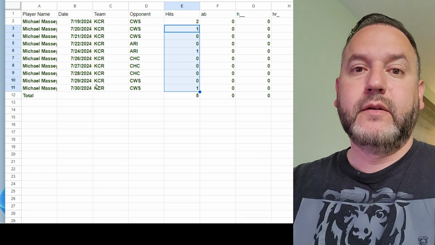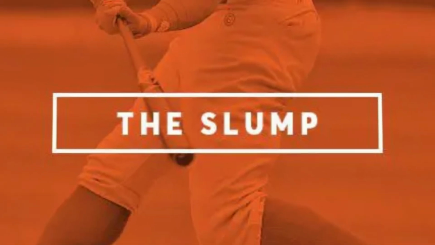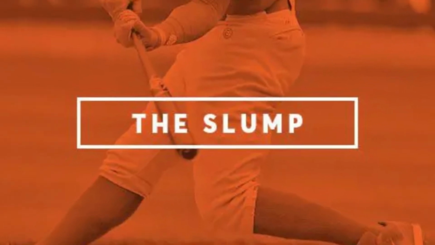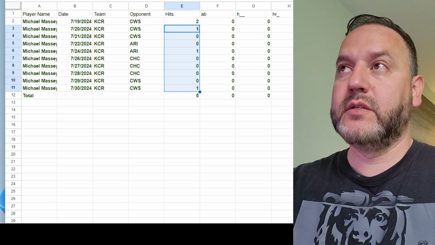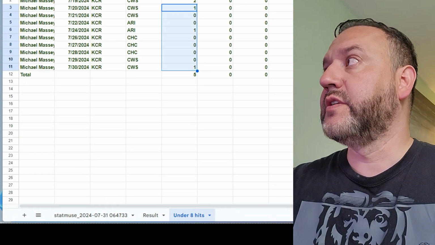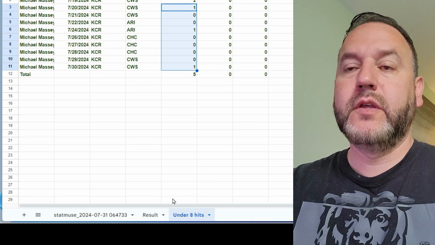So again, this guy's struggling to get a hit. Even 1 hit, he's struggling to get a hit. So if we're getting him on the under 1.5 hits, it's very high odds, and it is expensive, but it's very solid. I mean, that's been winning for us all year.